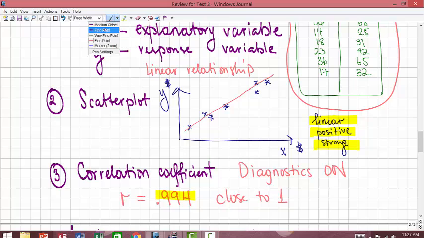Now here's a quick warning for you guys. R alone is not a good indicator if your model is a good model for the particular situation. Sometimes you will have problems where R is fairly large, but the scatter plot doesn't resemble a line, and that's when you need to do hypothesis testing to figure out if particular data can be modeled with a line. Okay, so we'll get to that in a minute.